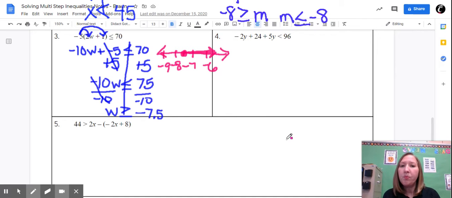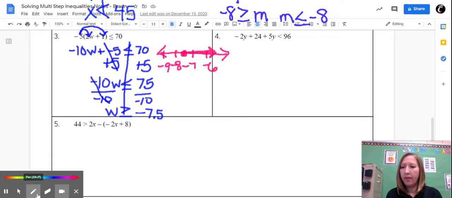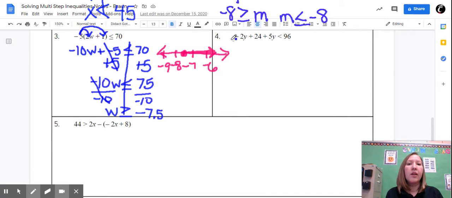All right. So let's take a look at number 4. Change back to my blue pen here. And again, we want to combine our like terms here. We want to simplify as much as we can. Since we have a negative 2y and plus 5y, I want to combine those. I don't want to start adding or subtracting anything yet. I just want to combine those two terms.